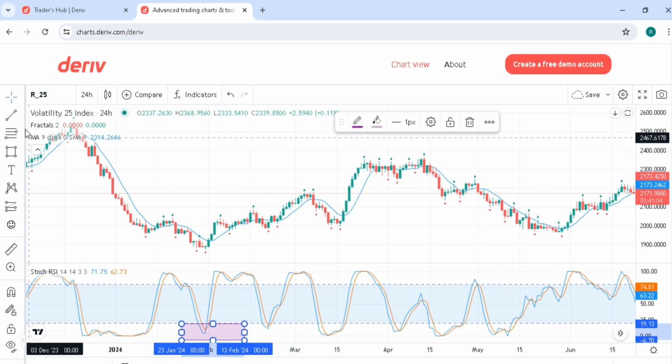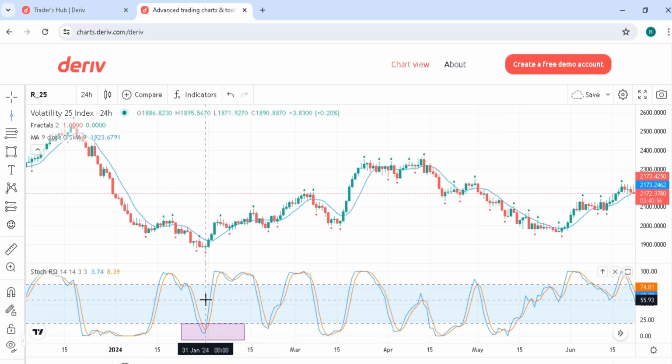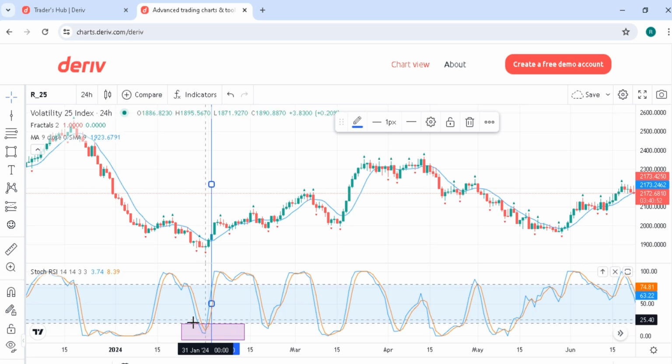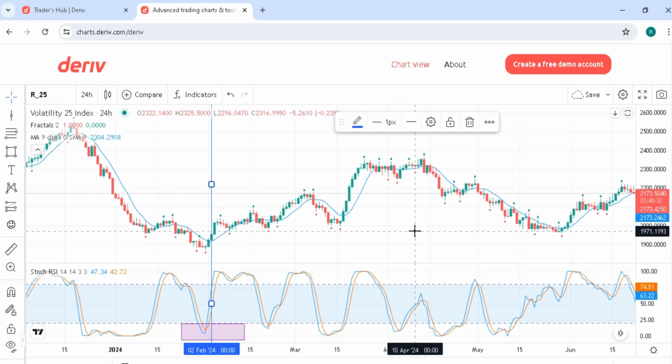In fact, if you look at this part, you realize that the stochastic RSI lines have crossed, they have separated, moving upwards. Then if you look at this point, the Williams fractals have formed, and so this is an indication that this market is changing to a rise. So this one would have been a good place to enter a rise.